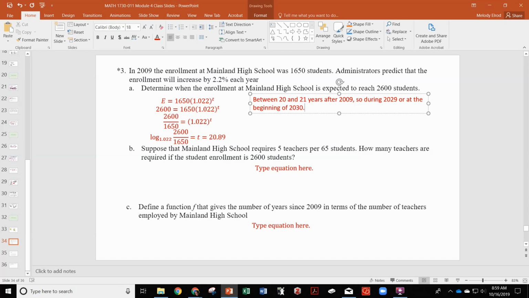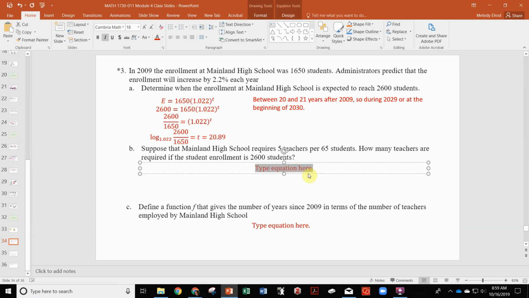can't say 2029 definitively, because at the beginning of the 2029 school year, we're going to end up with less than the 2,600 people we were looking for, and so we want to make sure that we're extending all the way to 2030 if we're talking about the beginning of the year, or saying it's sometime during 2029. Either of those answers is perfectly reasonable.